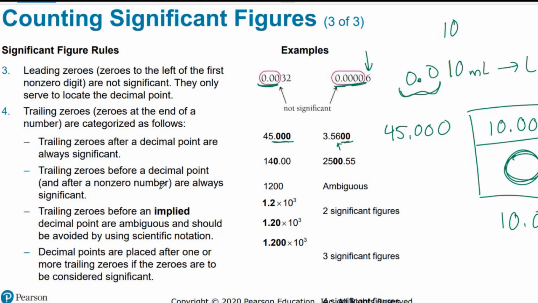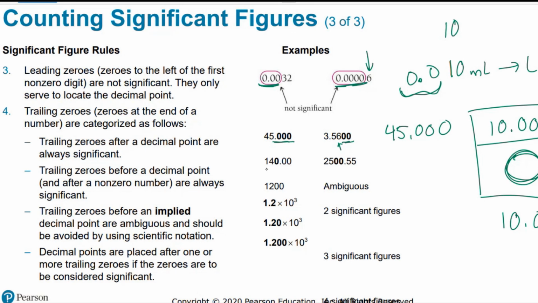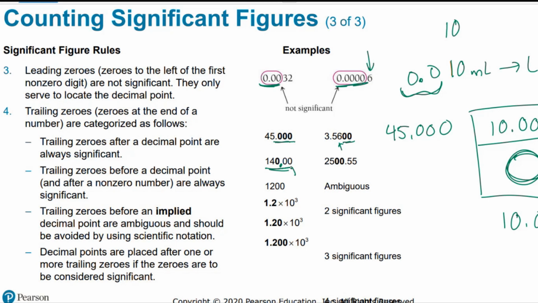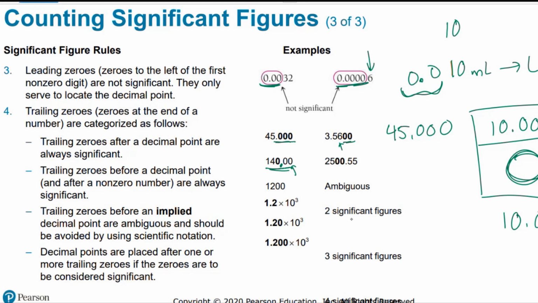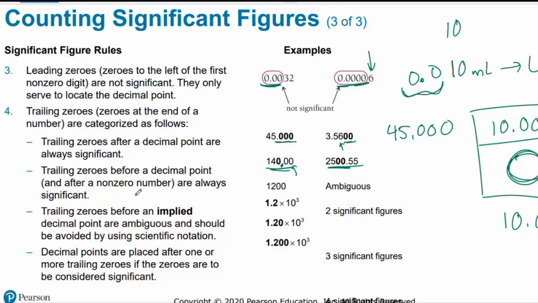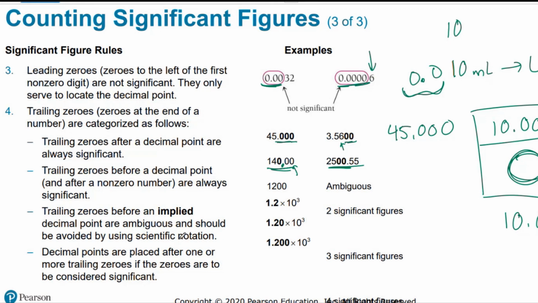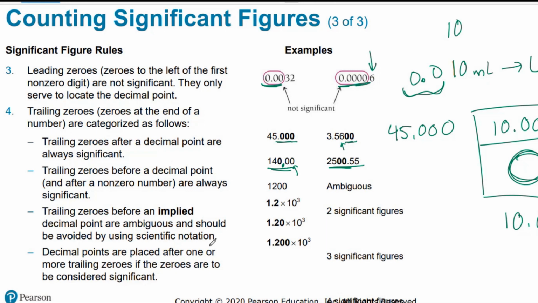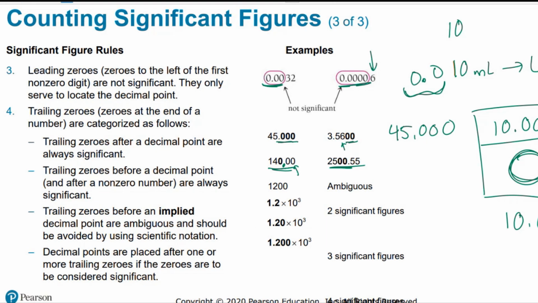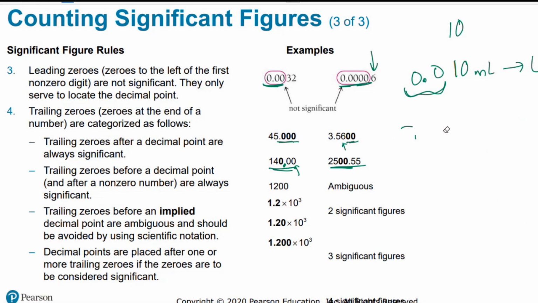Trailing zeros before a decimal point and after a non-zero number are significant. So like for 140.00, if you can see that decimal point, that means we know the uncertainty lies there. If they're between two non-zero digits, of course, they're significant anyway. Trailing zeros before an implied decimal point are ambiguous and should be converted to something more certain with scientific notation. So we'll often use scientific notation to clarify ambiguity.